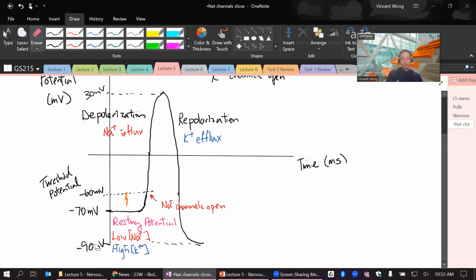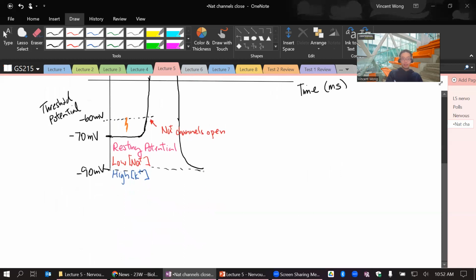Okay, so at this point, at minus 90 over here, the potassium channels will close now. And at this point, it's more negative than resting. So we call this hyperpolarization.